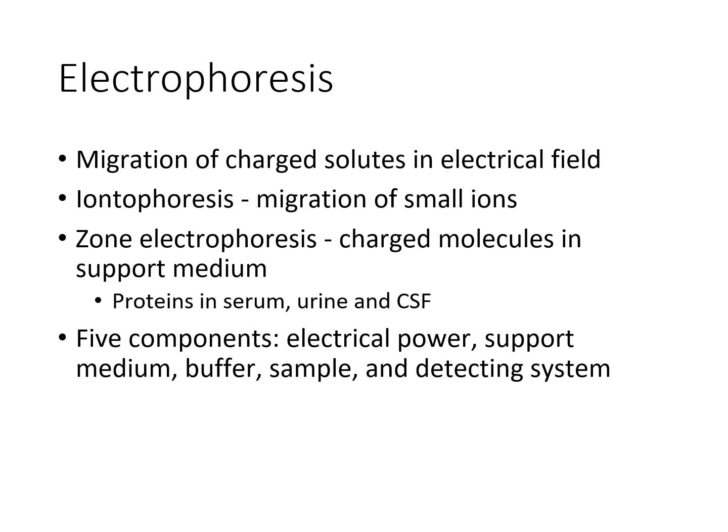Electrophoresis. I'm sure you've heard of this one before, but it is the migration of charged solutes in an electrical field. Iontophoresis refers to the migration of small ions. Zone electrophoresis involves charged molecules moving through a support medium. This is used to analyze proteins in serum, urine, spinal fluid. The process involves 5 components. So you would need an electrical power, support medium, buffer, sample, and detecting system.